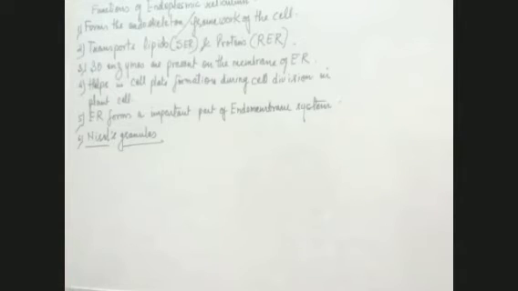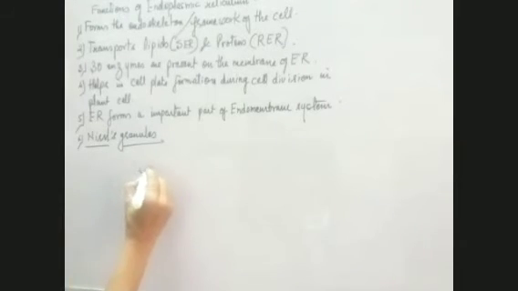Nerve cells, neurons. Yes, nerve cells. Very good. These are present in nerve cells. And you know in which part of the nerve cell? The cyton, the cell body part of the nerve cell, which is like this.